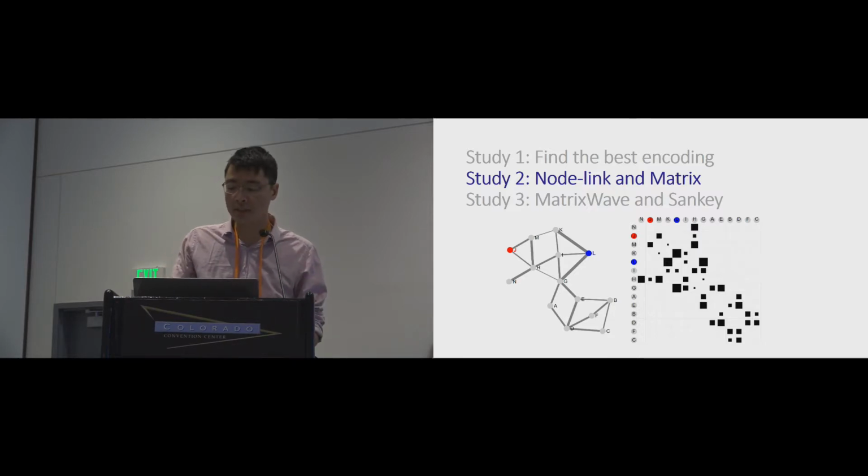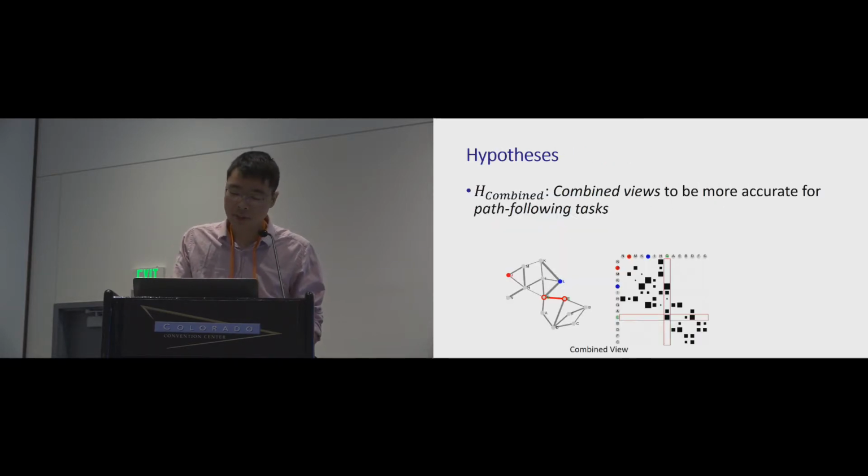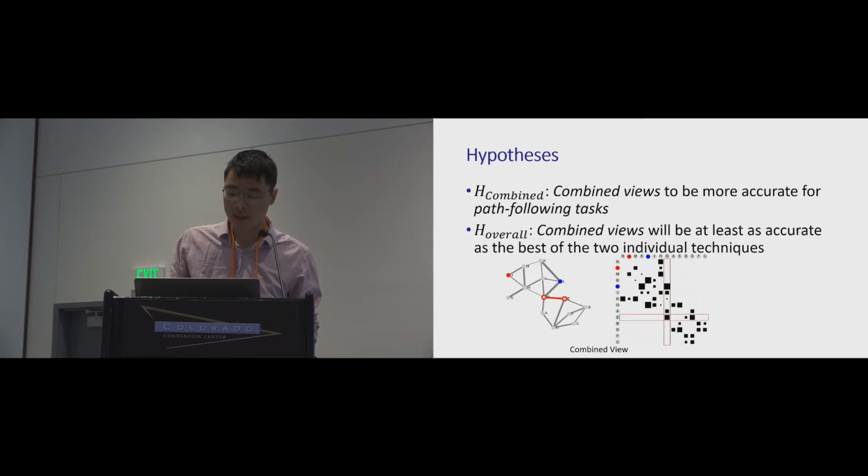So in the second study, we evaluated the complementary views for node link and matrix. We have 3 techniques in study 2: node link itself, matrix itself, and their combined view. We have 2 hypotheses. The first hypothesis is that combined views will be more accurate for path following tasks, as participants can find the possible path in the node link view, then verify their edges in the matrix view. The second hypothesis is that combined views will be at least as accurate as the best of the 2 individual views.